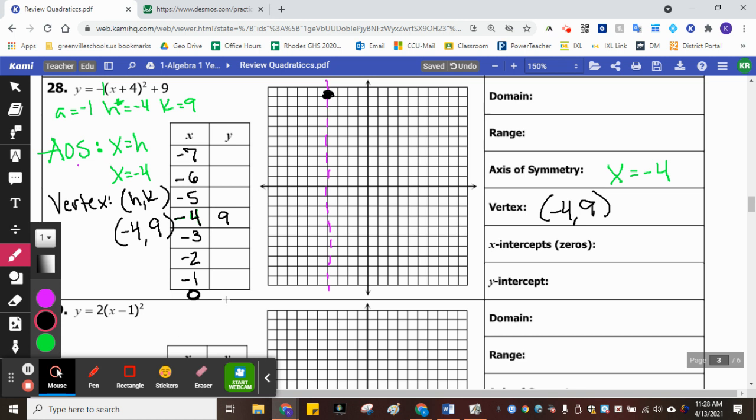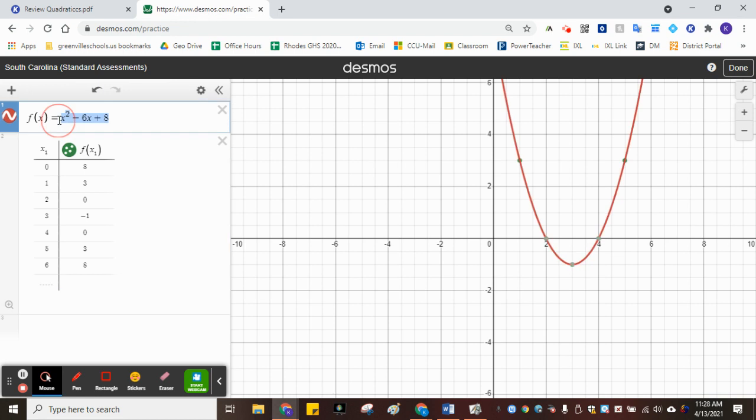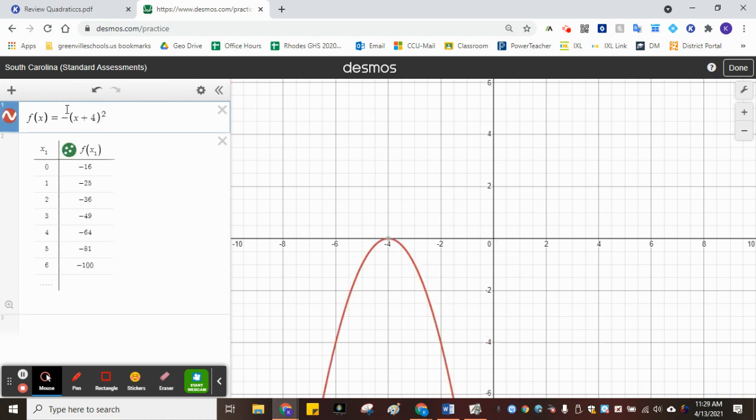So I'm going to start at -7 and go to 0 when I graph it. So I'm going to graph it: negative parentheses x plus 4 squared minus 9.